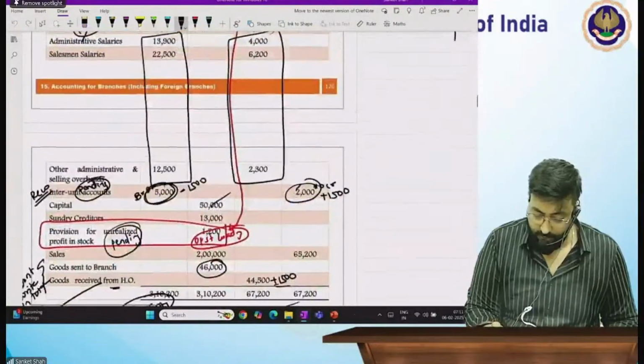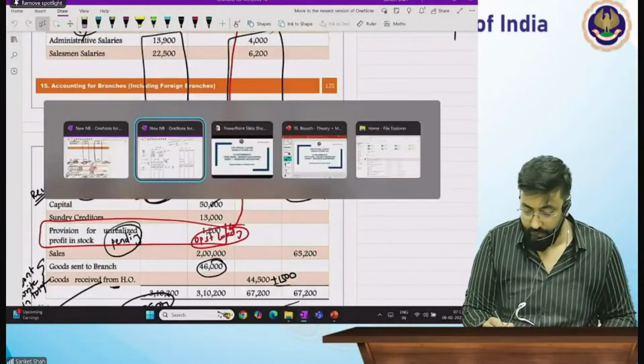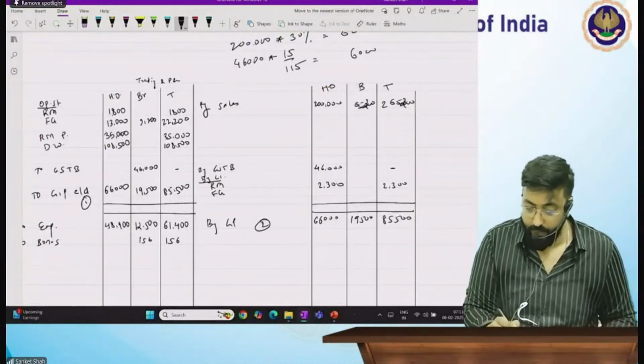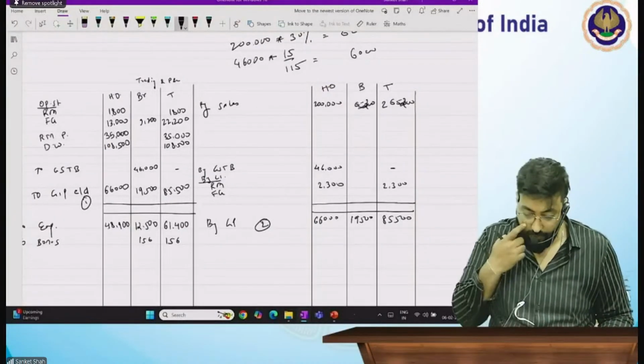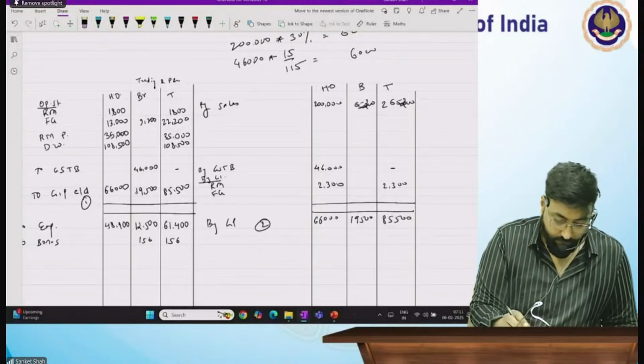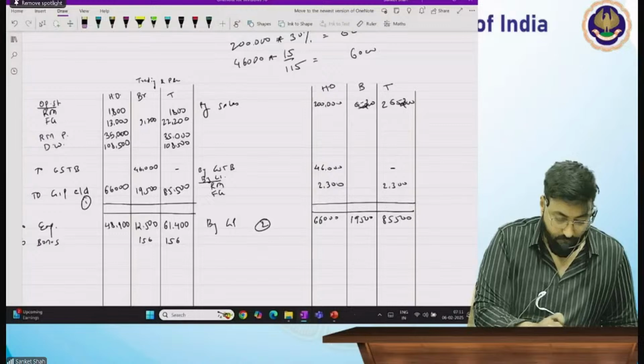What is the sales figure? 2,65,200. How much? 65,200 into 30%.